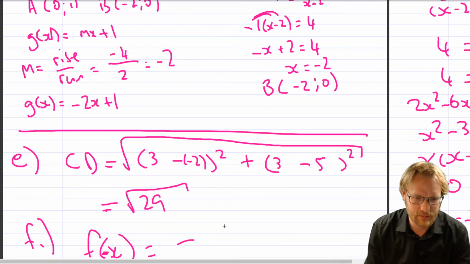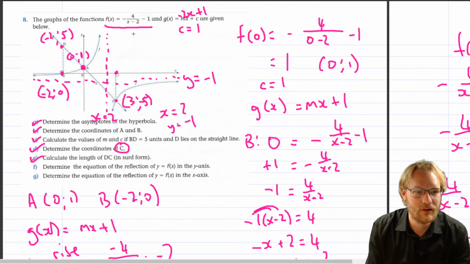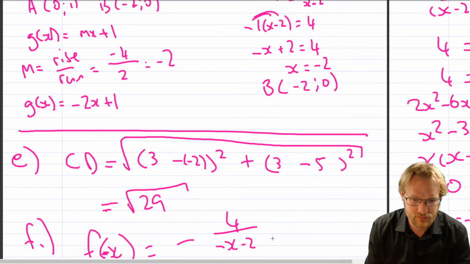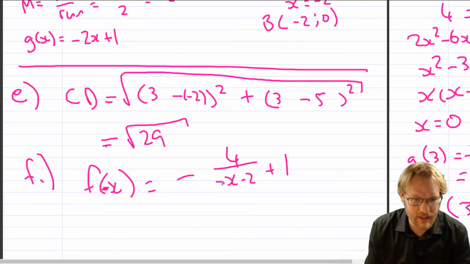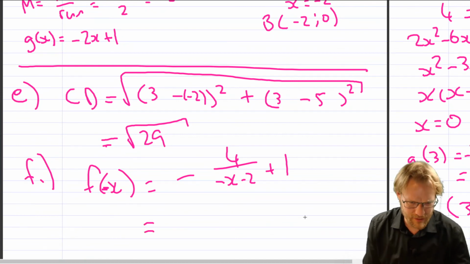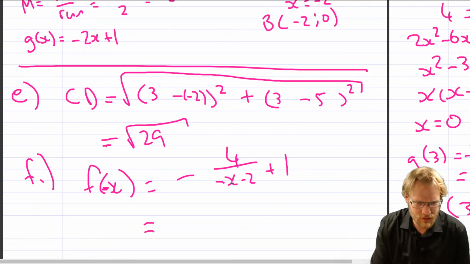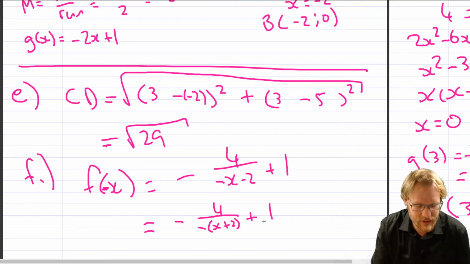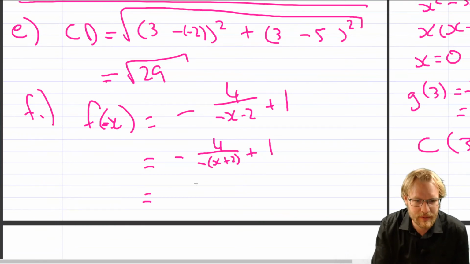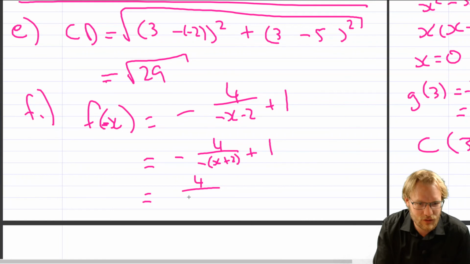So we're going to have minus 4 over, instead of x, we're going to have negative x minus 2, plus 1. So we saw an x, we replaced it with a negative x. Now we need to simplify this because we want an x on the bottom. So if we took a negative out of the bottom, we'd be left with x plus 2, plus 1, which means that negative and that negative become a positive. So we've got 4 over x plus 2, plus 1.